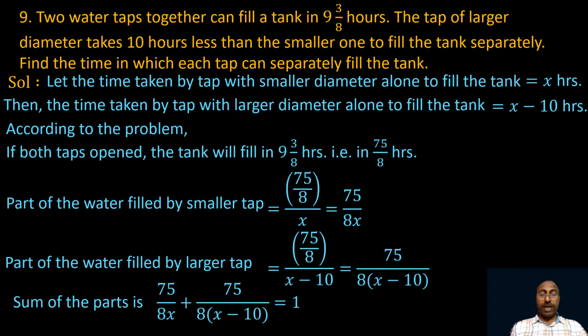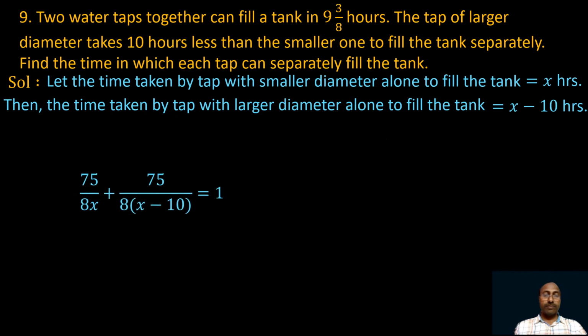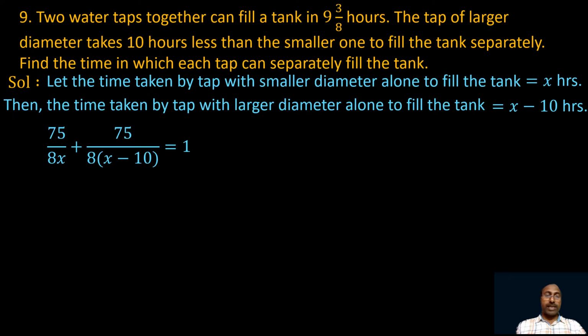Now we need to convert this into quadratic form, that is in the form of ax square plus bx plus c, and after that we need to solve the problem. So let us convert it into quadratic form. Take 75/8 common, then we have 75/8 into 1 by x plus 1 by x minus 10 equal to 1. Now add 1 by x and 1 by x minus 10, by taking the LCM of x and x minus 10.